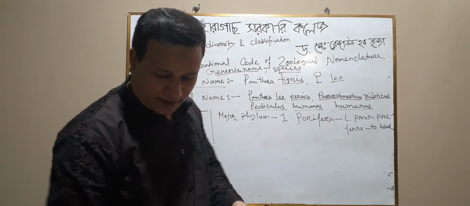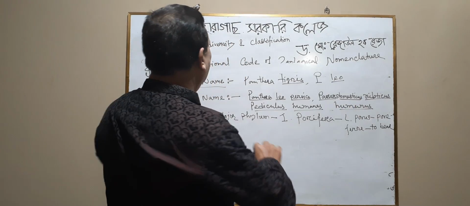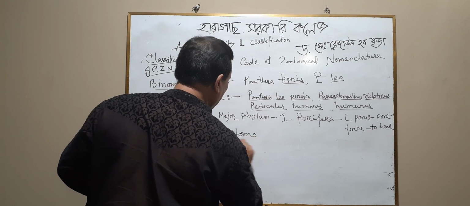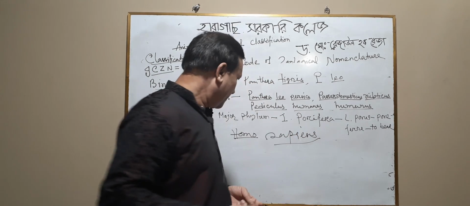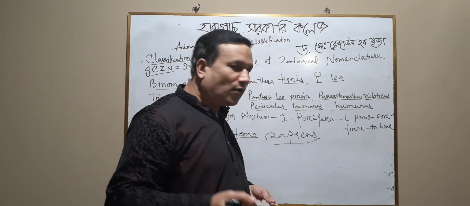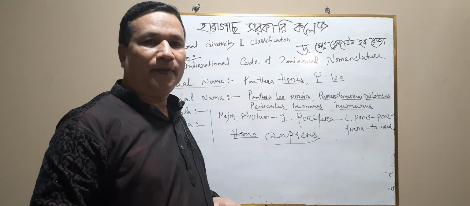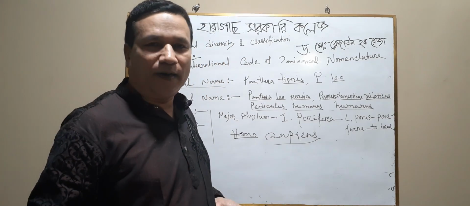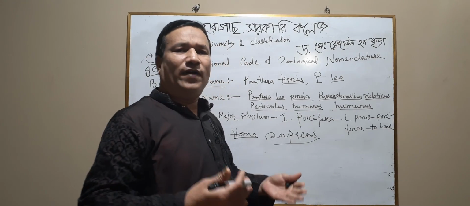According to this system, the scientific name of human, you all know, is Homo sapiens. The scientific name of tiger, Panthera tigris; lion, Panthera leo; cockroach, Periplaneta americana; honeybee, Apis indica; silkworm, Bombyx mori; earthworm, Pheretima posthuma.